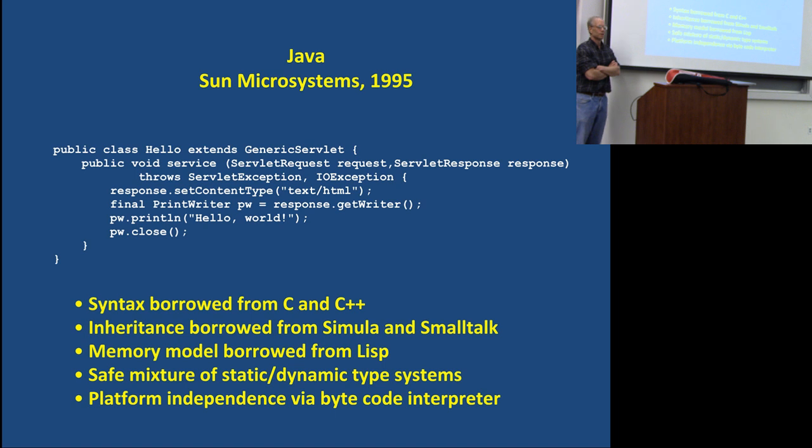It was used to write programs that ran on web pages. And it borrowed a lot. It takes the syntax, obviously, from C and C++. Inheritance comes from Simula and another language called Smalltalk. It's got the Lisp memory model. In fact, one of the main developers of Java was an old Lisp programmer. Just from his point of view, I think he just dressed up Lisp in different syntax and now gets people to use it.